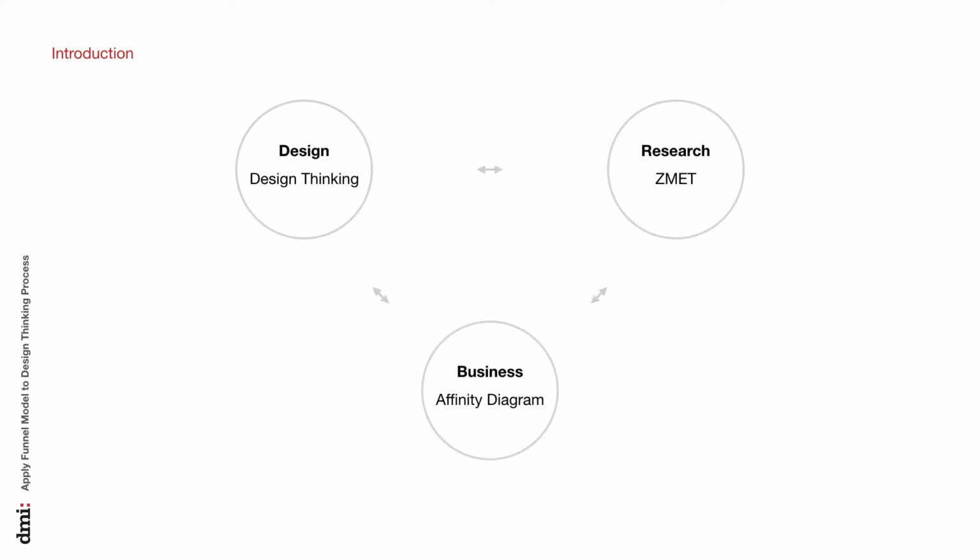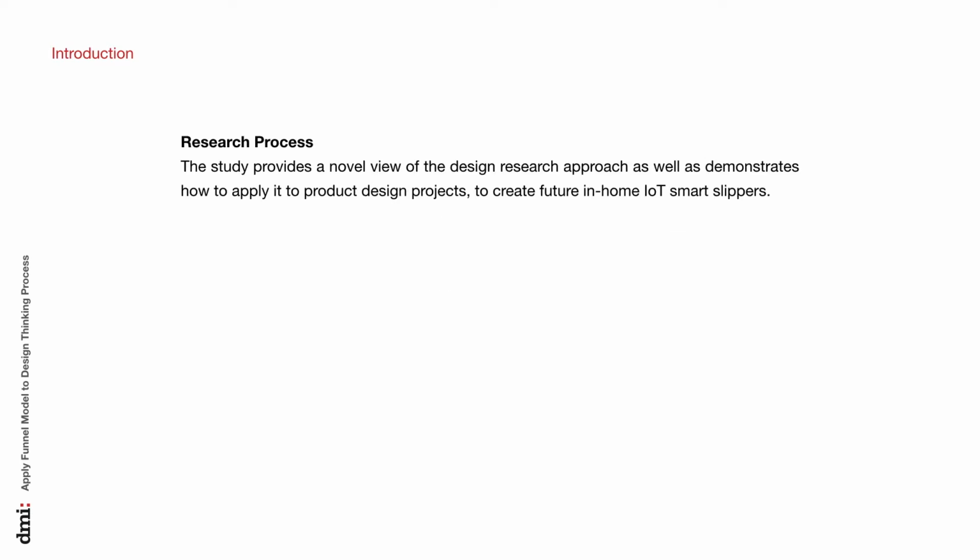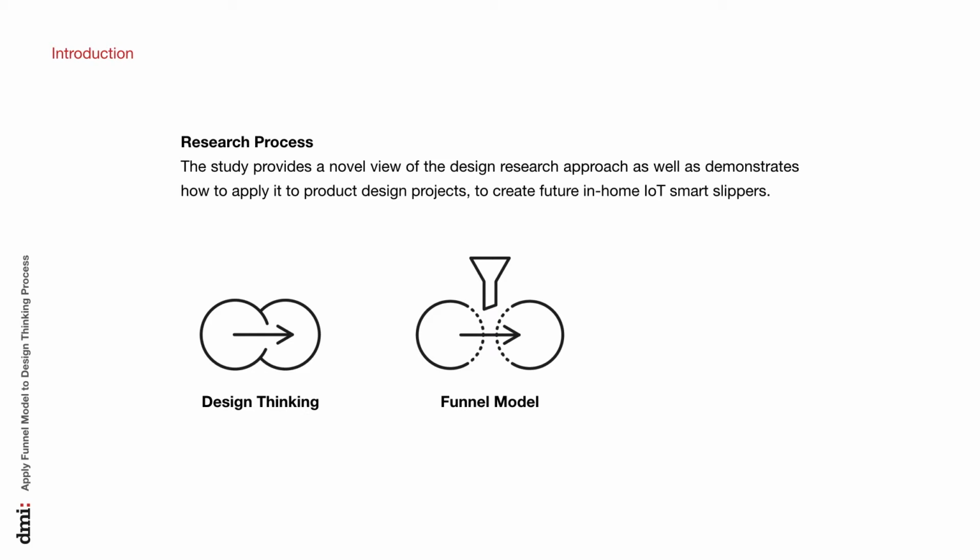In the field of design, we've discussed typical design thinking. In the field of research, we've applied the modified ZMET. In the field of business, we've explored and summarized the learning by affinity diagram. So all 3 main components are created to increase and improve the user participation in the context of design process. Like I've mentioned before, the research process covers design thinking and our framework, the funnel model, and applies to an IoT product as an example to illustrate the concept.